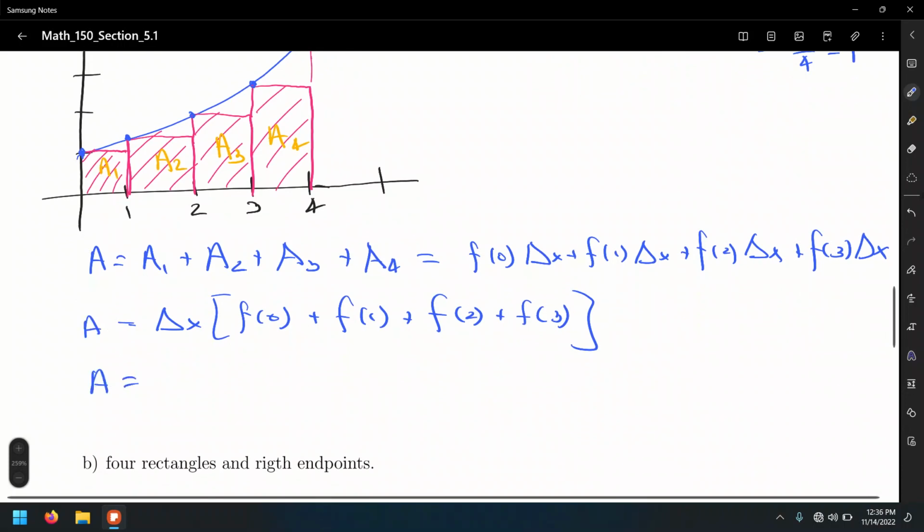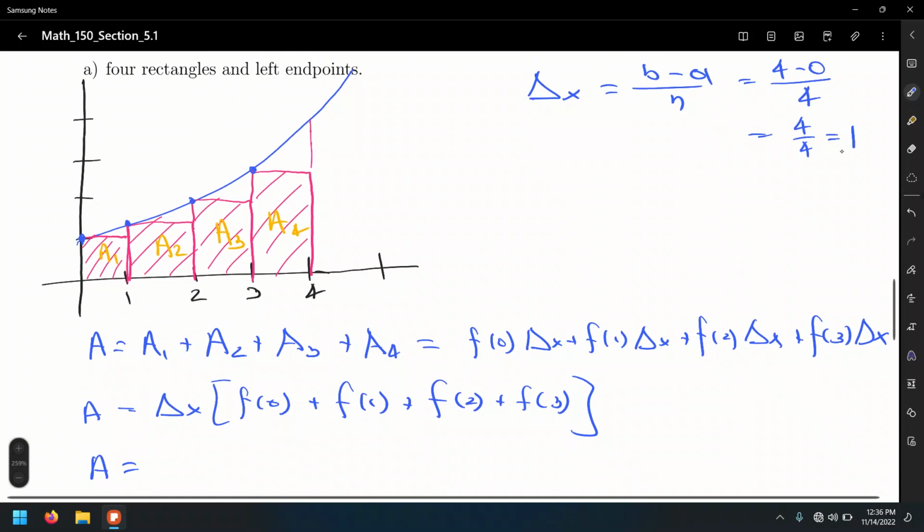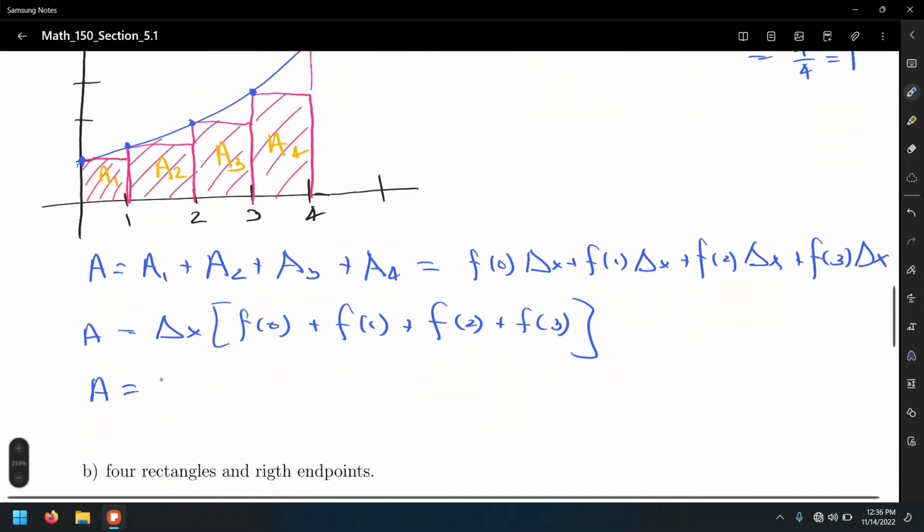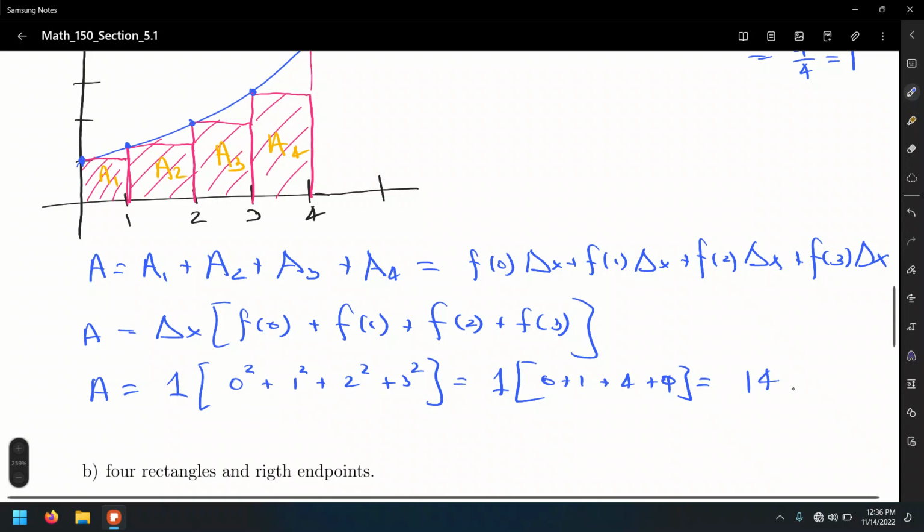So, delta x, we just found what delta x is. Isn't it 1? We got that from the beginning. That's 1 times f of 0. That's where we use the actual function that we're working with. That's 0 squared plus 1 squared plus 2 squared plus 3 squared. In this case, 1 times 0 plus 1 plus 4 plus 9. Add these numbers. 9 plus 4, that's 13 plus 1. Isn't that a 14? And times 1, that's 14 units squared.